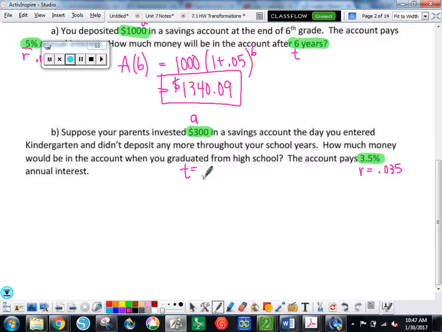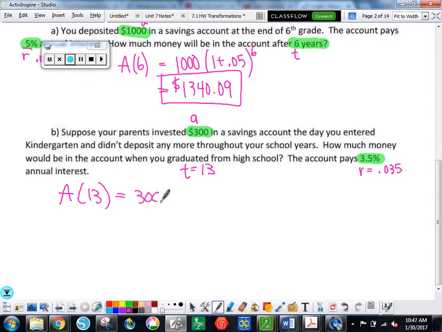Now, what about the time? They deposit it when you enter kindergarten, and they take it out after you graduate. How many years is that? 13, right? So you have 1 to 12 plus the age, it would be 13. So your time is 13 years. So, my amount after 13 years is what?